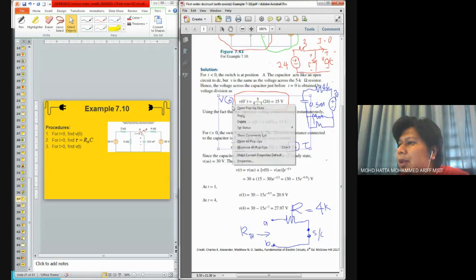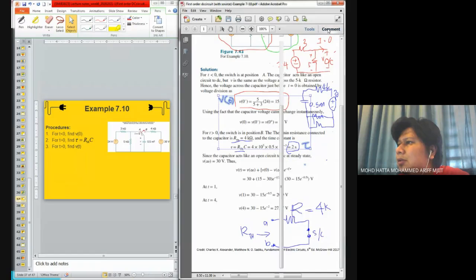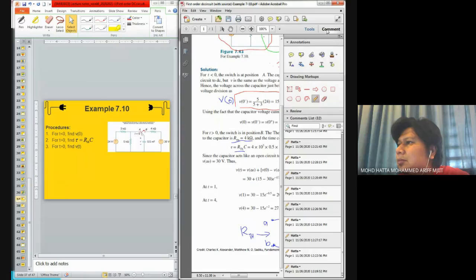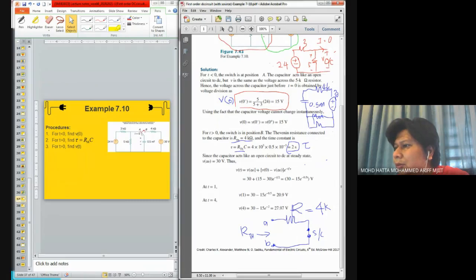Since we have tau over here, we have V naught, and we also know what is the value of V infinity. Since the capacitor acts like an open circuit at steady state, V infinity equals 30 volt. I think this one is also hidden in the text.